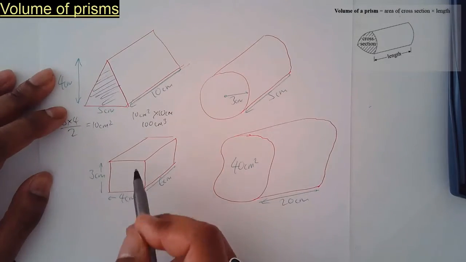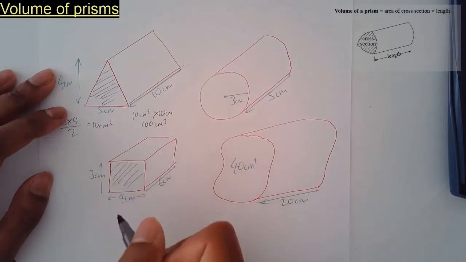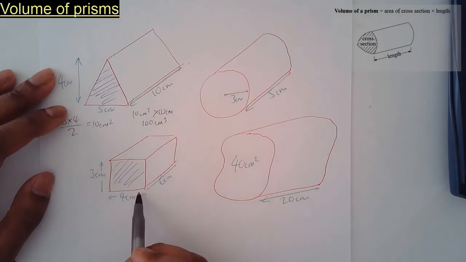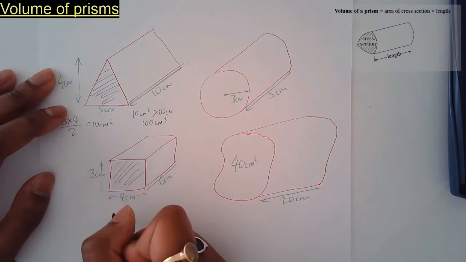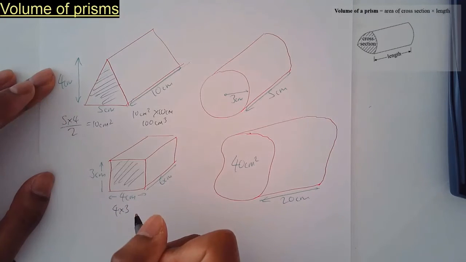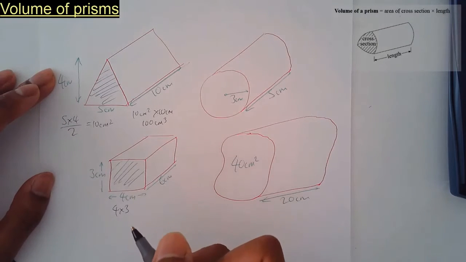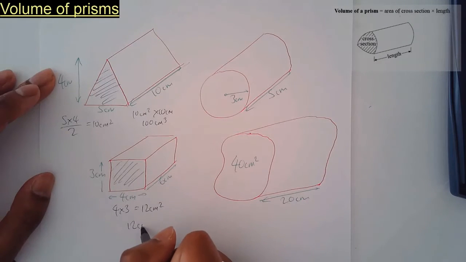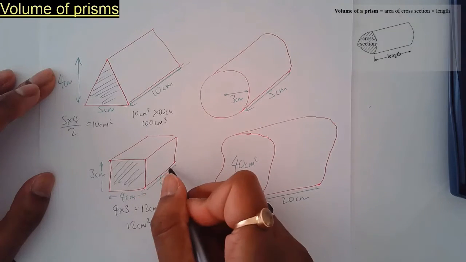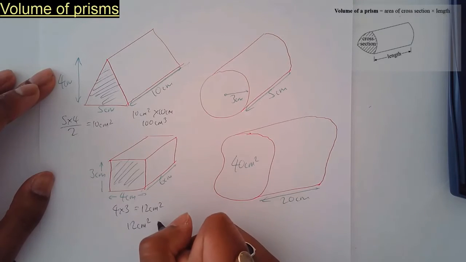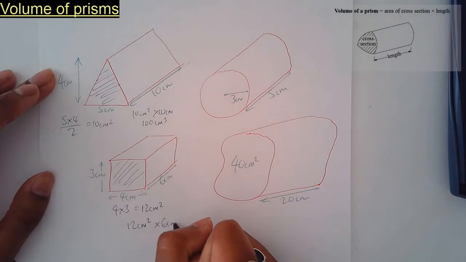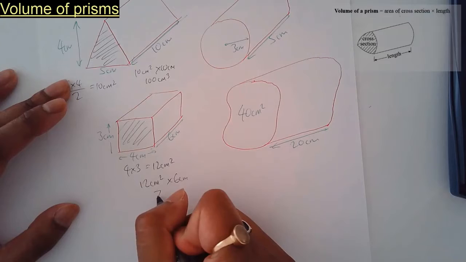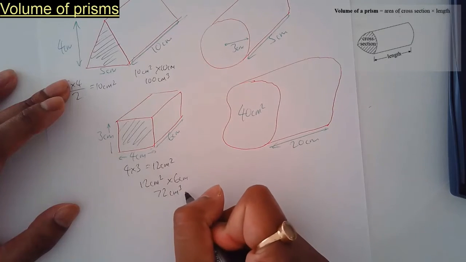Let's do this one here. Cross-sectional area. This is just a basic rectangle. 4 times 3. That's the area of a rectangle, which is 12. Then multiply that 12 centimeters squared by the length. That will be 72 centimeters cubed.